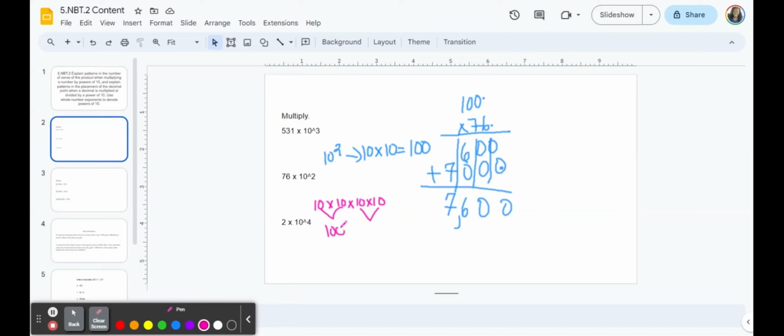So 10 times 10 is 100. Now multiply 100 times 100. So that's 4 zeros. So 1, 2, 3, 4. Add my 1 in. So that's 10,000. So now I have 10,000 times 2.